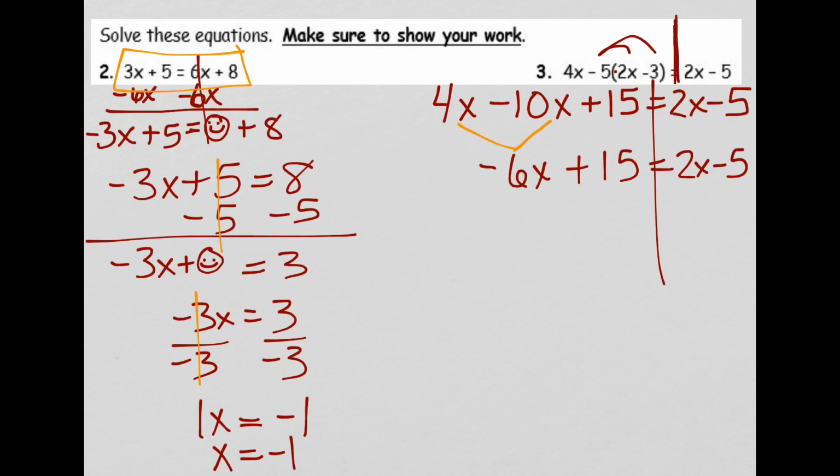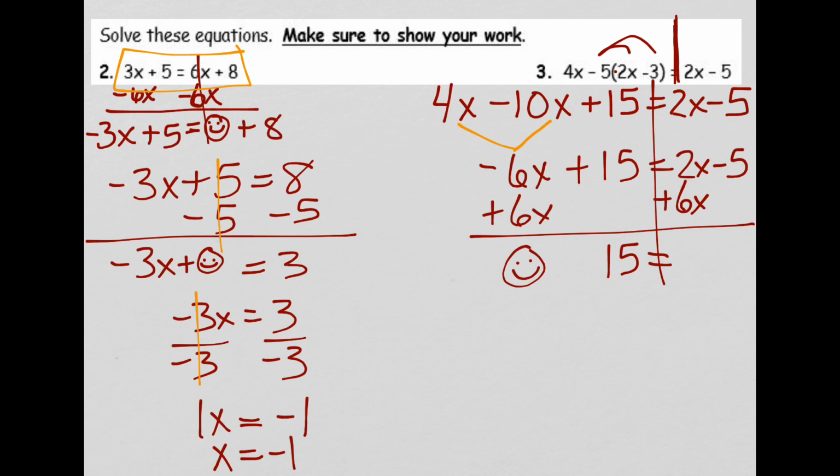So I'm going to go ahead and add 6x to both sides. Again, it doesn't matter if you wanted to move the 2x to the left, you totally could have. You would have ended up with a negative 8x, and that would just show that you're brave and you're not afraid of negatives either. So negative 6x plus 6x is 0. Good, that adds up to nothing. That's what I wanted. I still have a 15 here. 2x plus 6x is 8x. And the negative 5 hasn't done anything. I'm just dragging it along.